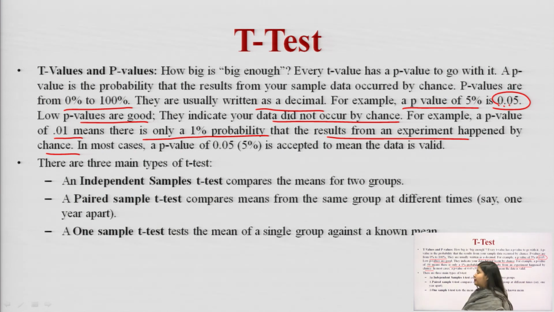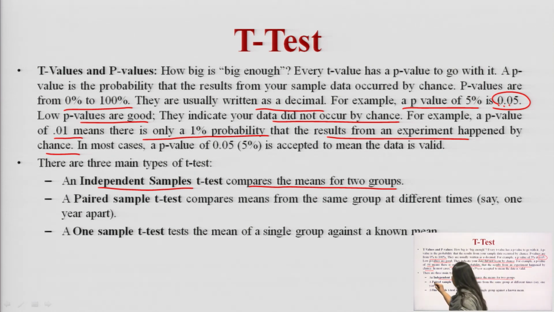Now, there are three main types of t-test. First is the independent sample t-test. The independent sample t-test is used to compare the means of two groups. If you want to compare the means of two groups, then we are going to use the independent sample t-test.